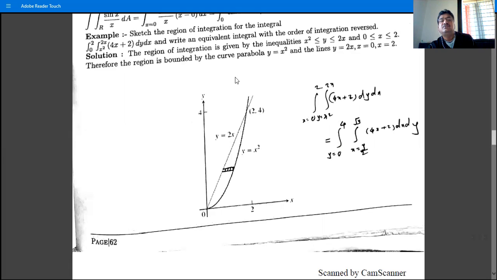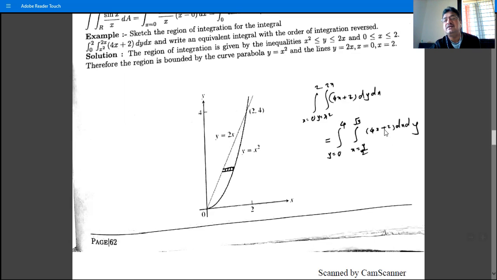We have to reverse the order. Write an equivalent integral with the order of integration reversed, or change the order of integration. So this is the answer actually. Here the order is dy dx. Now we have to integrate with respect to x first, then with respect to y. So write dx dy, with 4x plus 2 as it is. There is no change in the integrand. By reversing the order of integration, the function remains as it is.